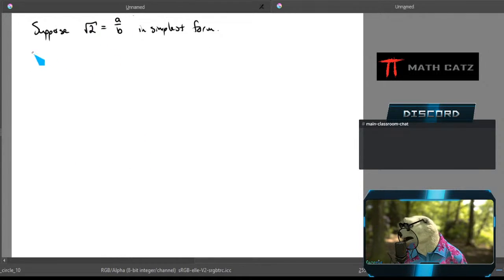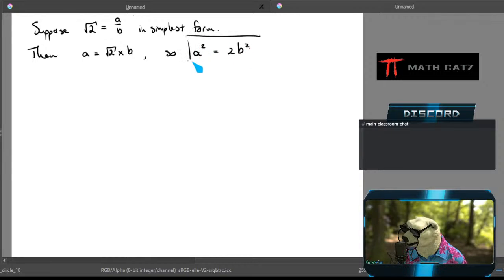Then if I rewrite this a little bit, by multiplying with b on both sides, I get a equals square root of 2 times b. Right? I'm multiplying with b on both sides. So if I then square both sides to get rid of the square root, I get a squared equals 2 times b squared. Okay, so let's just put a box around that guy.